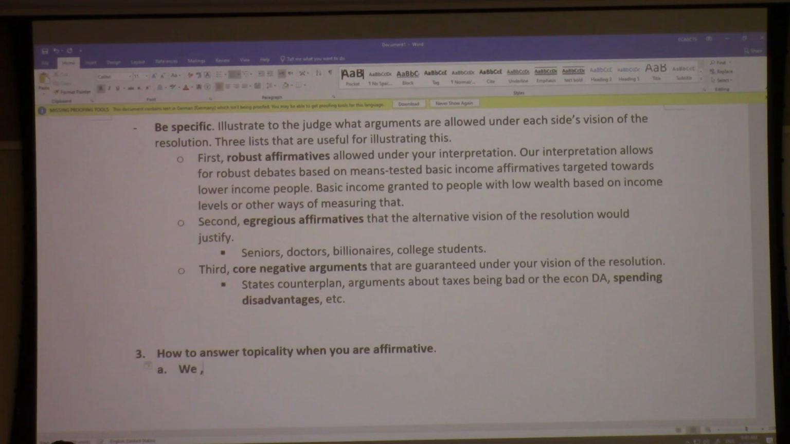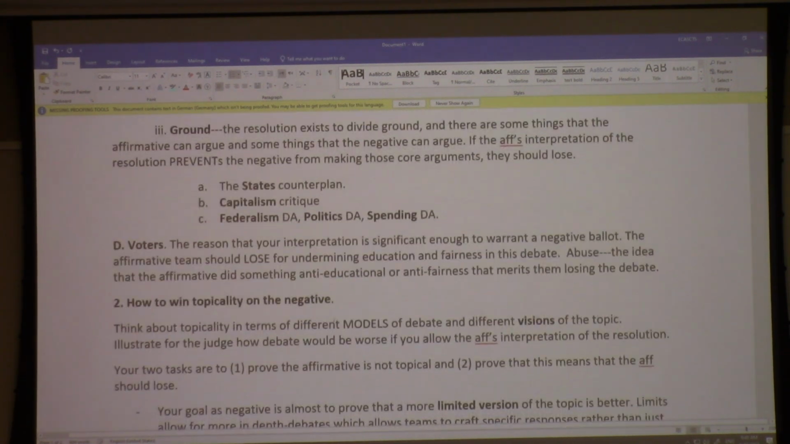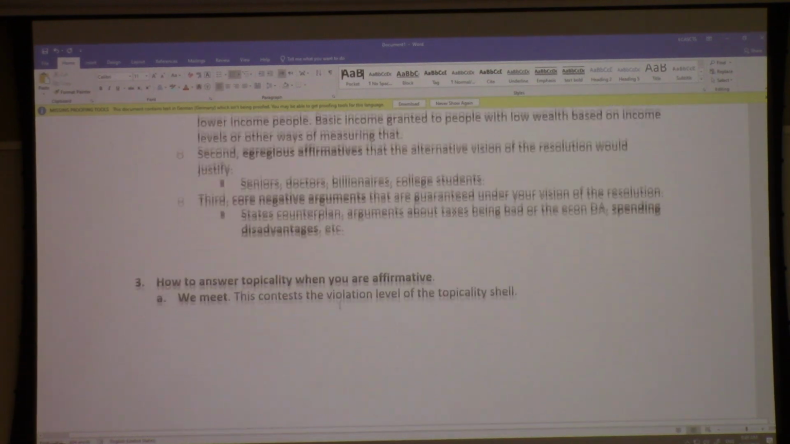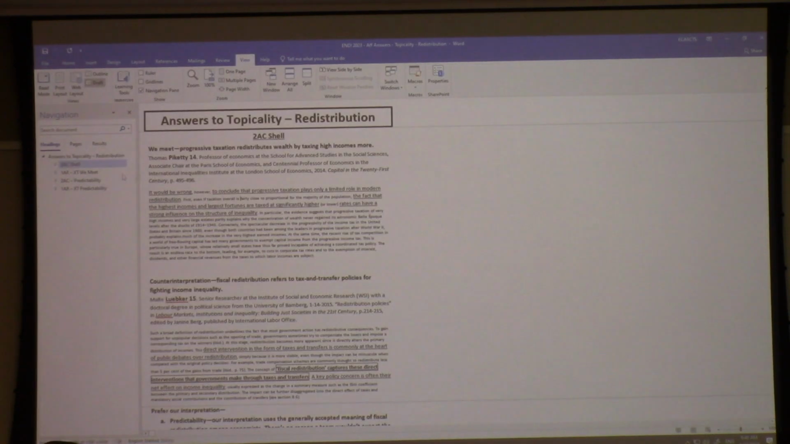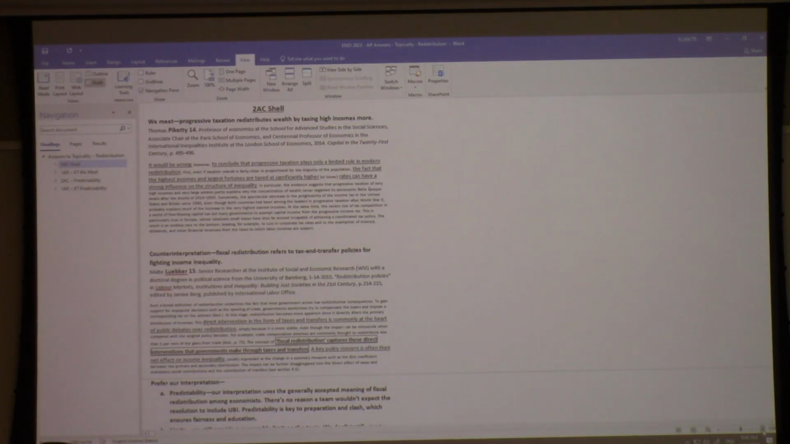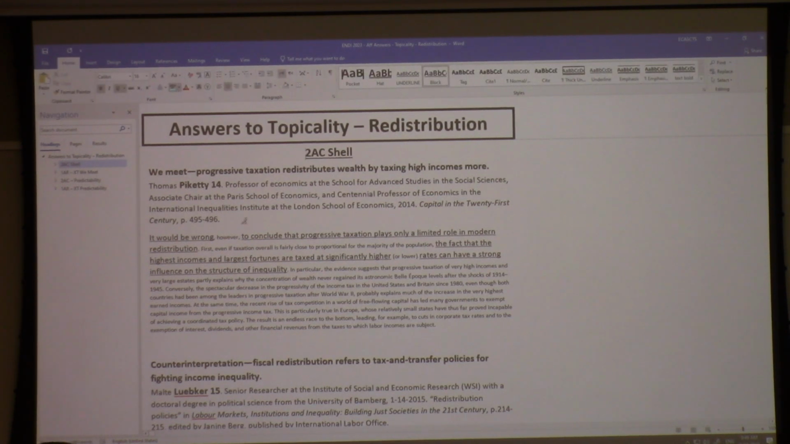So the first one is we meet. This contests the violation level of the topicality shell. So the negative has defined a word in the resolution, and the affirmative team has a chance to say that actually we do not violate this. And the way that they would do this is they would define some word in the resolution and explain how they meet it.